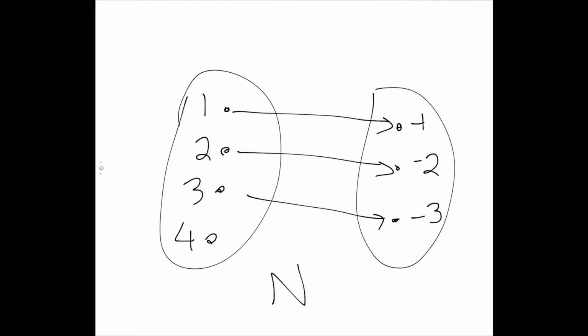This one is another example of something that's not a function. The rule for a function says that everything in the first set must go to exactly one element in B. And this 4 right here does not go to anything, so this would not be a function.